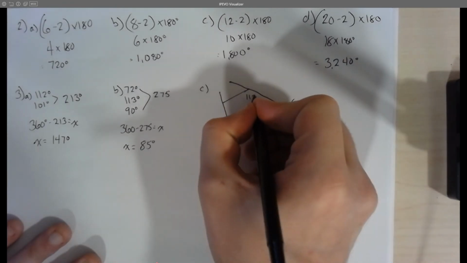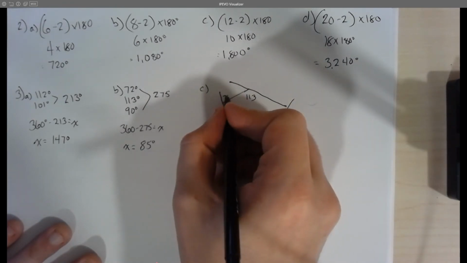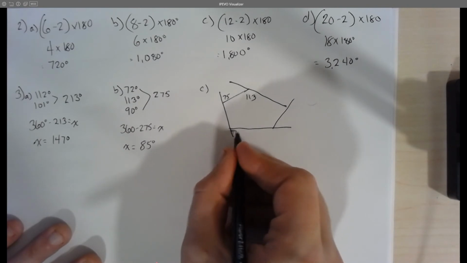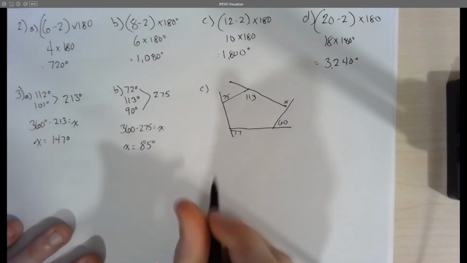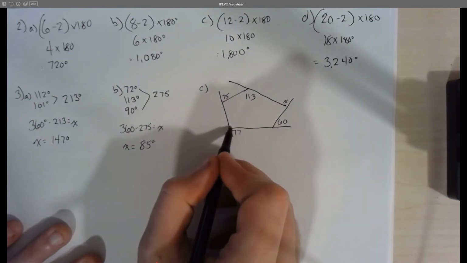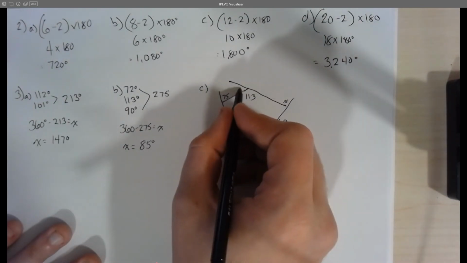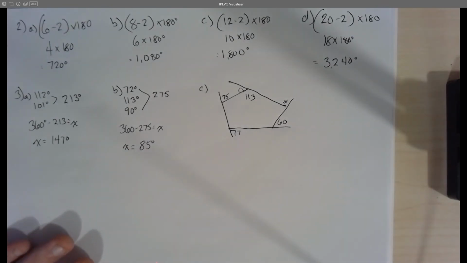We know that this is 113. We know that this is 75. We know that this is 77. This is 60. And this is x. So I know this, this, and this. I know these 3 exterior angles. I have to figure out this one, but I don't know this one here. That's what I need to solve first.